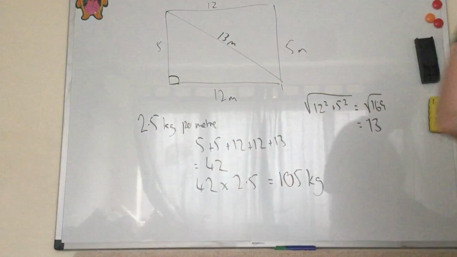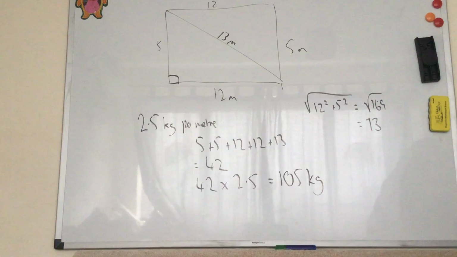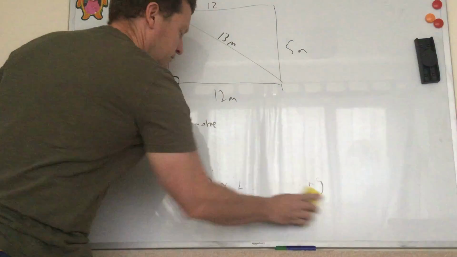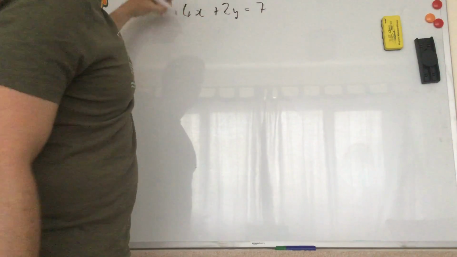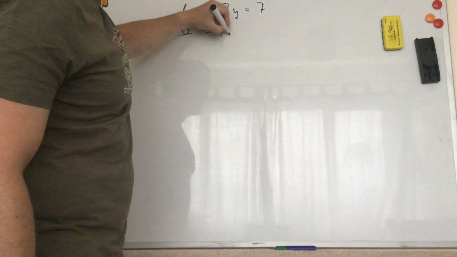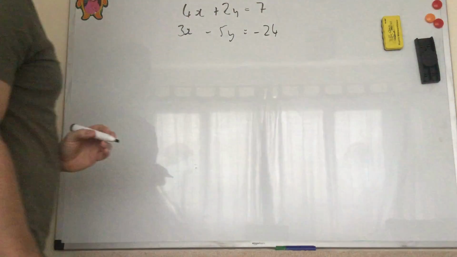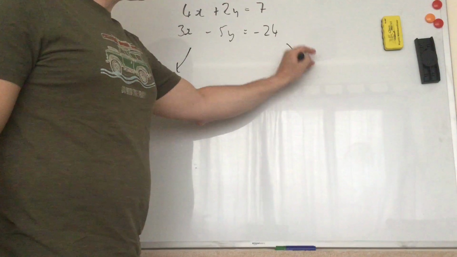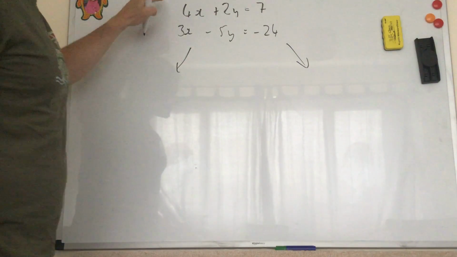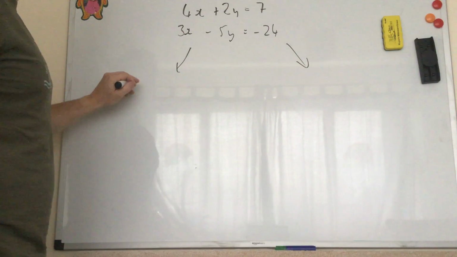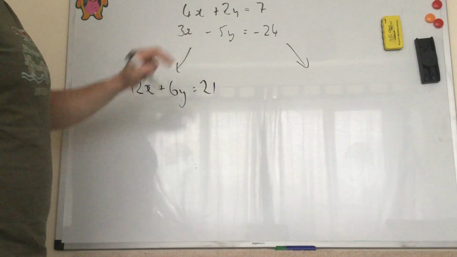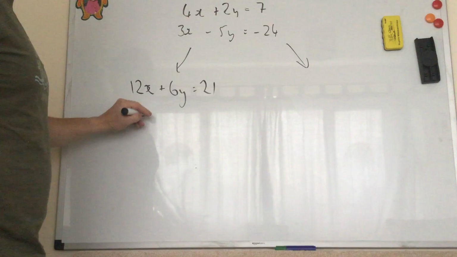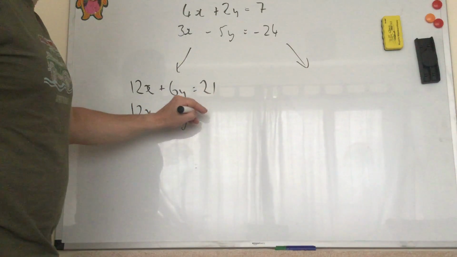Okay, number 7, simultaneous equations. So we got 4x plus 2y equals 7, and 3x minus 5y equals minus 24. 2 ways of doing it. I'll do both. You can make x's the same, or you can make y the same. If you make x's the same, the logical thing is 12. Times the top one by 3, we get 12x plus 6y equals 21. And times the bottom one by 4, we get 12x minus 20y equals minus 96.